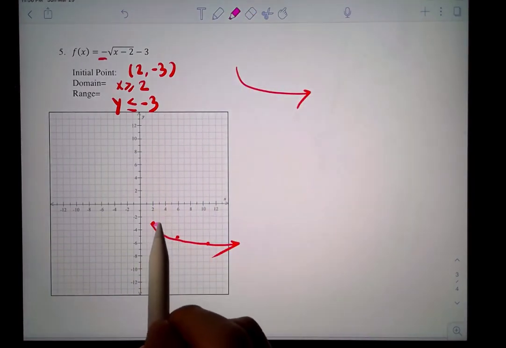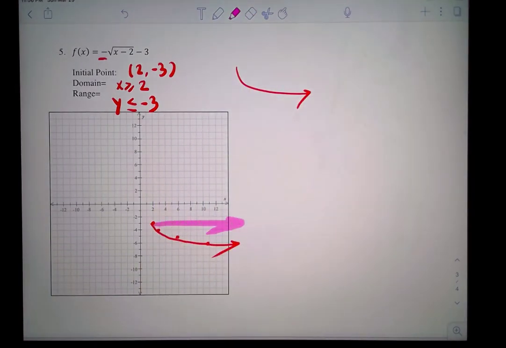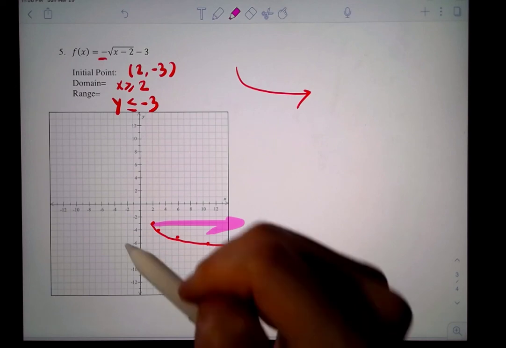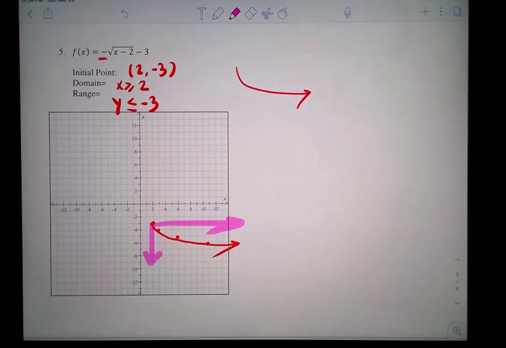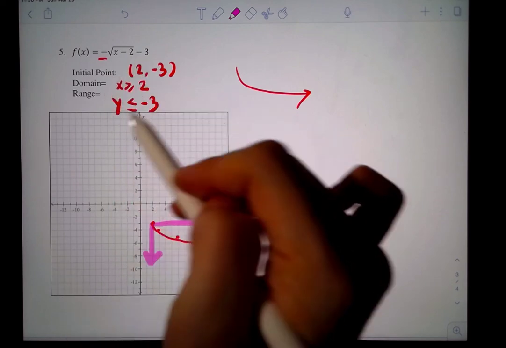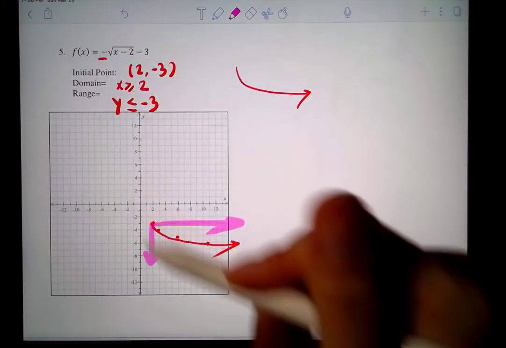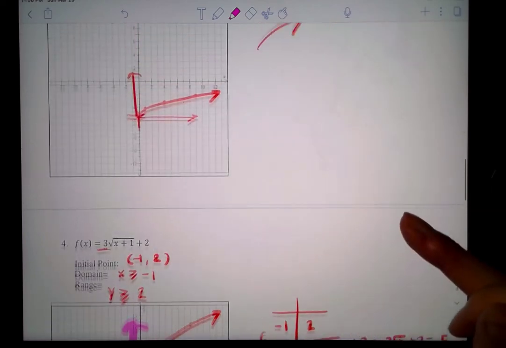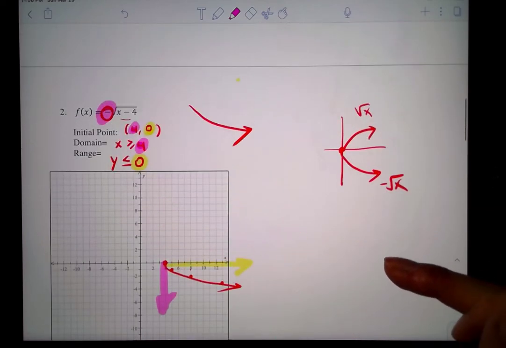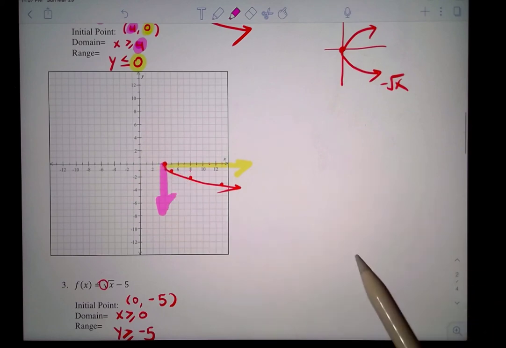Alright? Alright. So look. One more time. x is greater than or equal to 2. y is less than or equal to negative 3. Okay? So if you get confused about this part, then you can sketch it first, and then you can write the domain and range. Alright? So today I wanted you to go over how to graph the radical function and then how to find the domain and range. Alright?